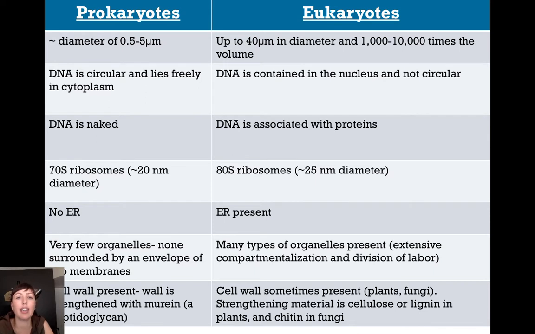And pili for attachment to other cells or surfaces, involved in sexual reproduction as well. Okay, so here is a nice table that you need to memorize, describing the differences between prokaryotes and eukaryotes. Remember that prokaryotes do not have a nucleus or any membrane-bound organelles, which means that they do not have an ER. They have very few organelles. They do have a cell wall, their DNA is naked, circular and lies freely in the cytoplasm, and they are very small. Okay, so look over this table.